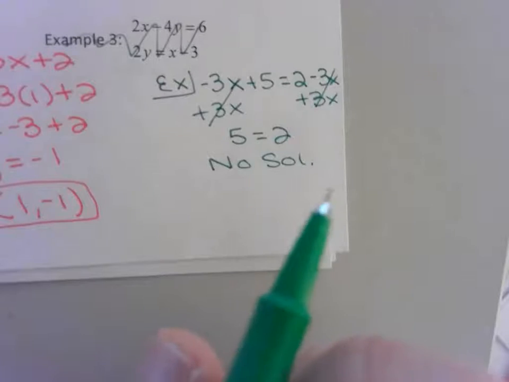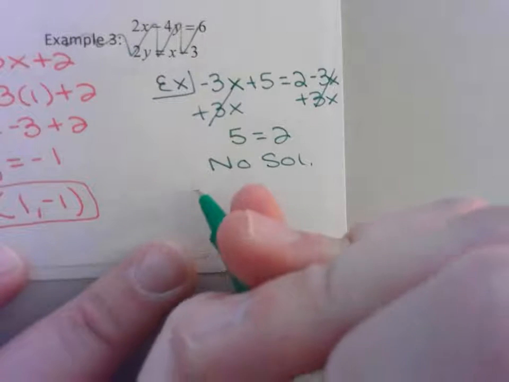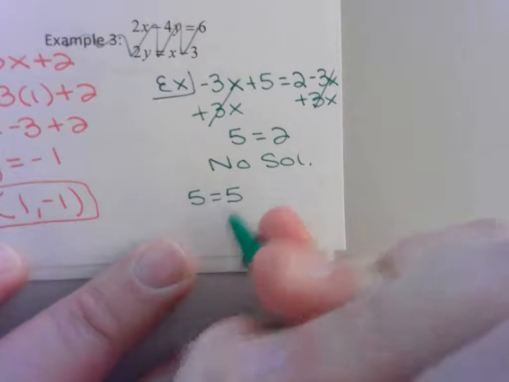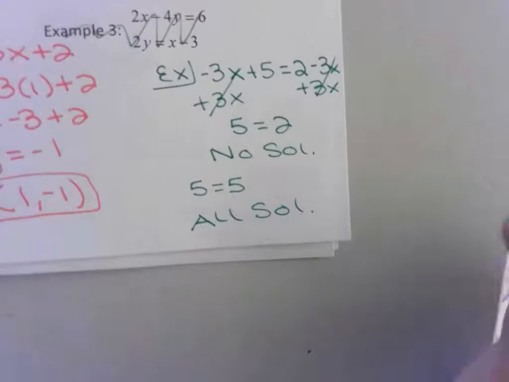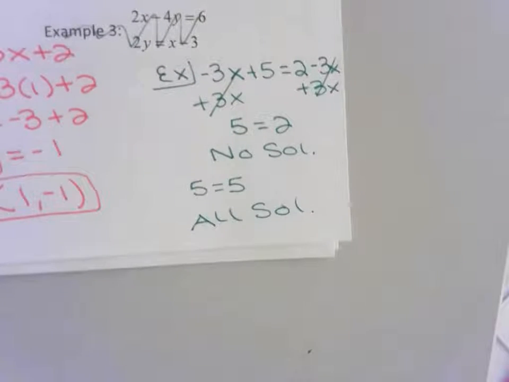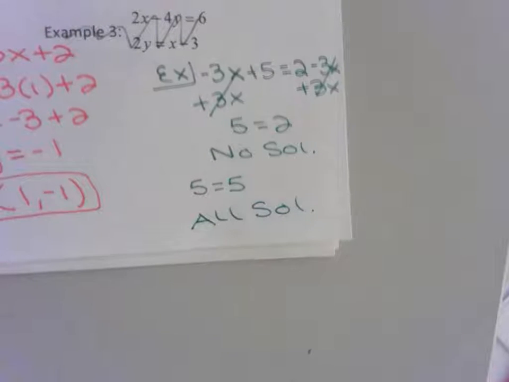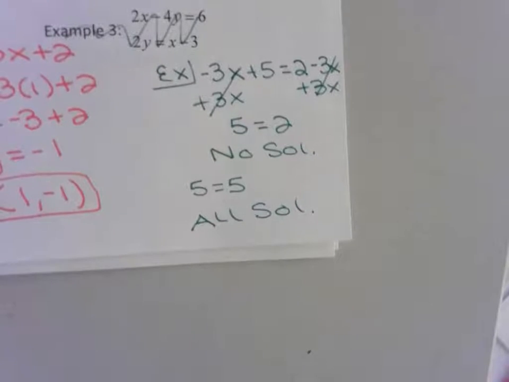How do I get all solutions? If the two numbers are the same. If this is a true statement, if 5 does equal 5, then it is all solutions. So you get all solutions if you're going through and you get a number equal to a number and they are the same number. If it is a true statement, then you get all solutions. Okay, any questions on that?